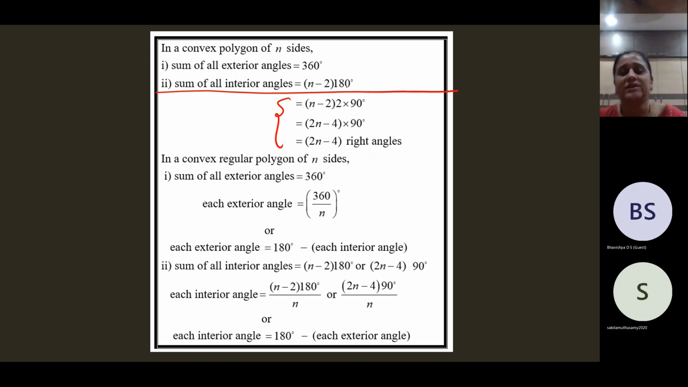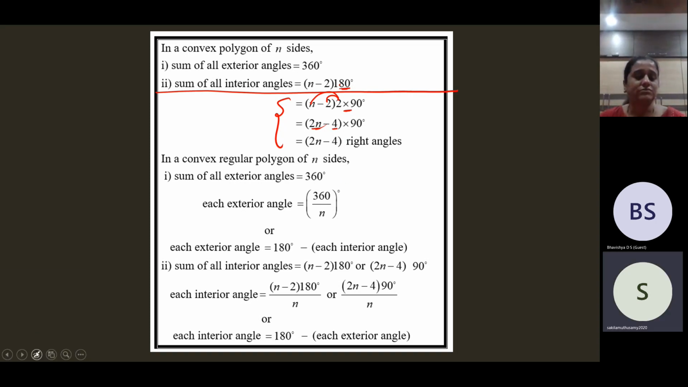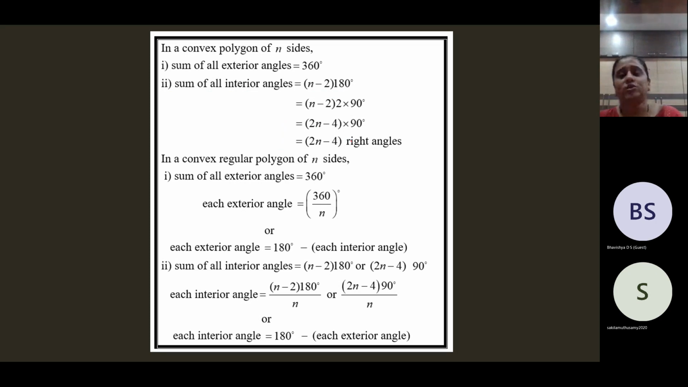So you can write 180 degrees as 2 into 90. And multiply the 2 inside now. 2 into n, 2n. 2 into 2, 4. So 2n minus 4 into 90, or 2n minus 4 right angles. Do you understand? Yes, ma'am. So you can just remember this: n minus 2 into 180 degrees, or 2n minus 4 into 90.